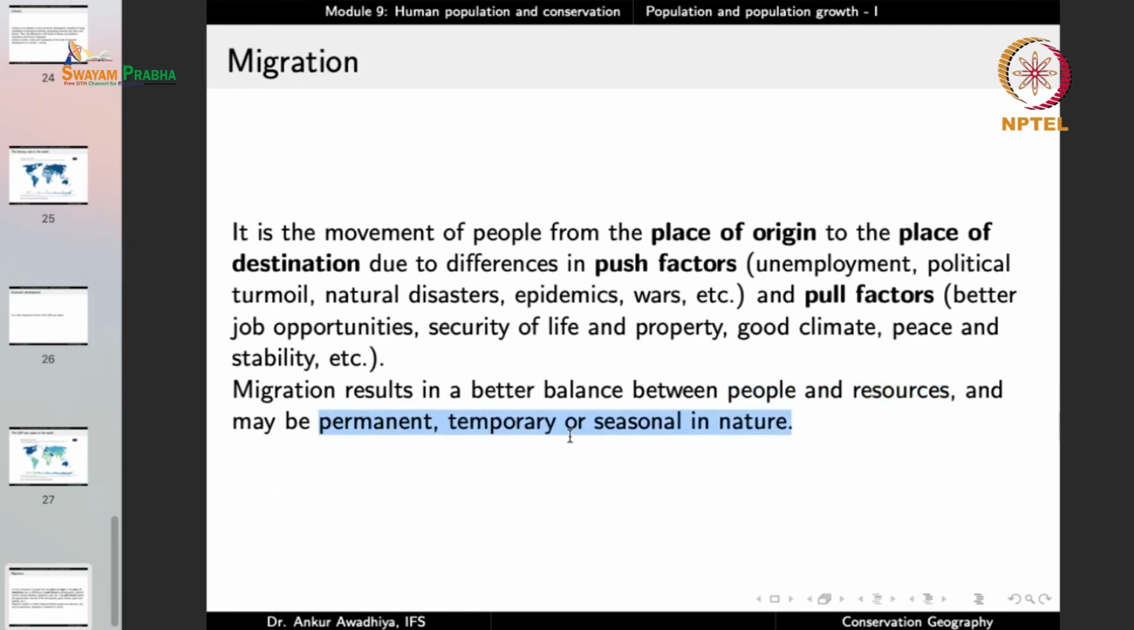And this migration may be permanent, it may be temporary, or it may be seasonal in nature. Permanent, when people shift to the place of destination and they stay there for life. They become citizens of those areas. Or it may be temporary, in which case people may go to an area that has better opportunities, primarily when they are in the working age group. And once they are old, they will come back. Or it may even be seasonal in nature.